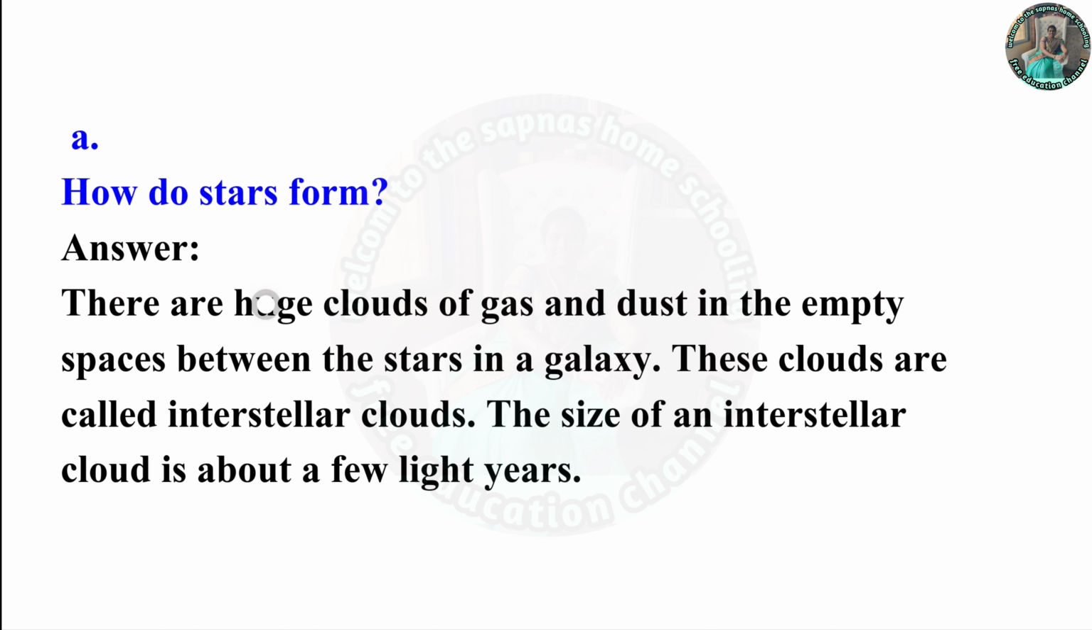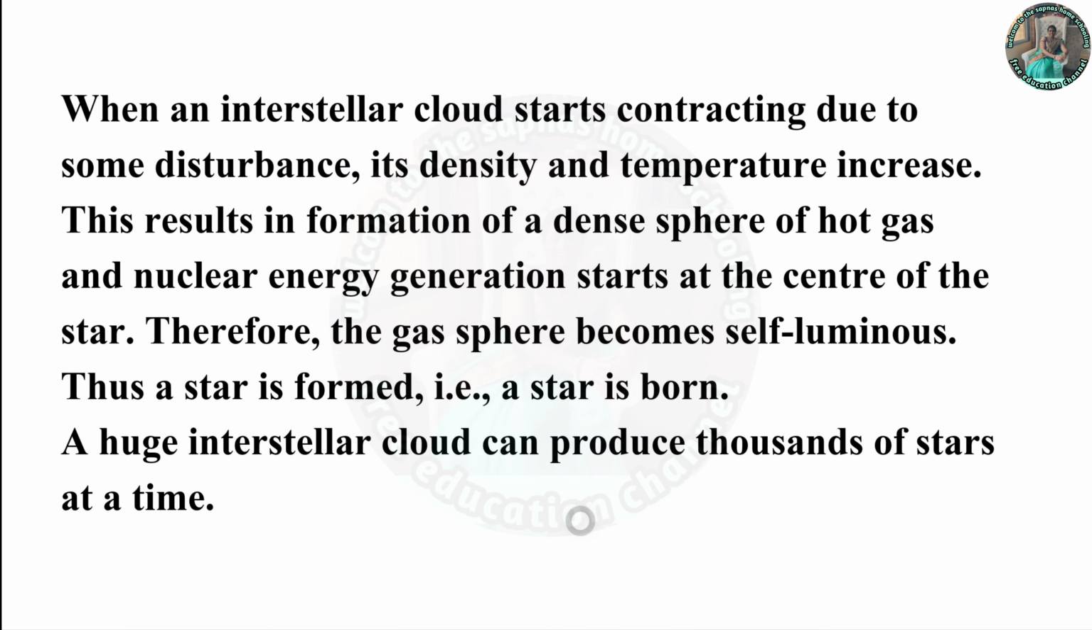How do stars form? There are huge clouds of gas and dust in the empty space between the stars in a galaxy. These clouds are called interstellar clouds. The size of an interstellar cloud is about a few light years. When an interstellar cloud starts contracting due to some disturbance, its density and temperature increase.